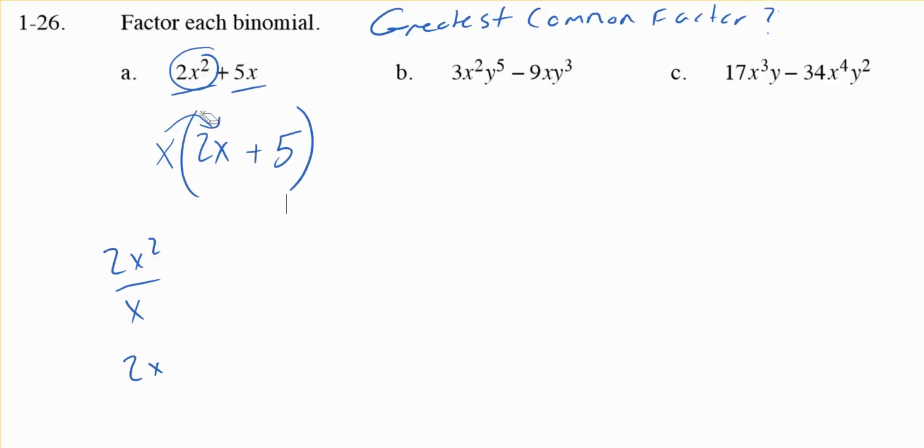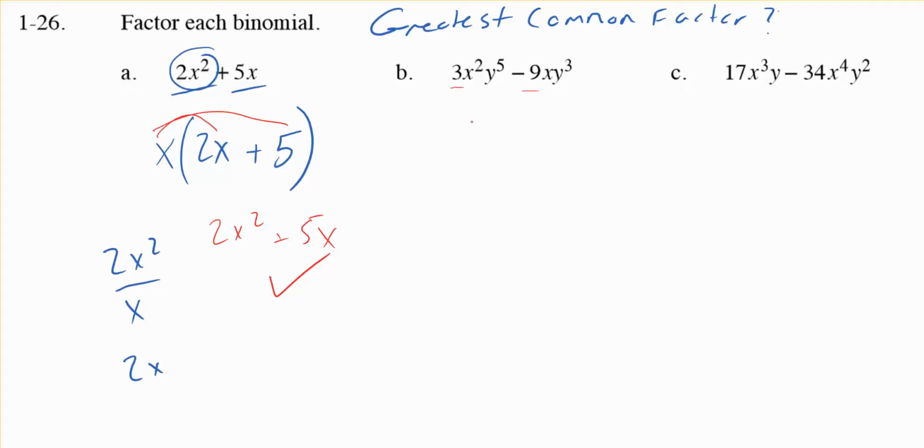And then again, checking. If I multiply back through, x times 2x is 2x squared. x times 5 is 5x. Did I check that I factored correctly? You bet. Let's try the next one.